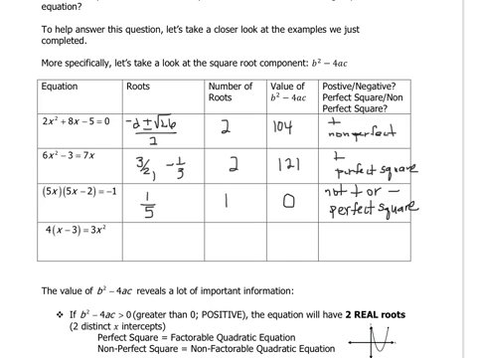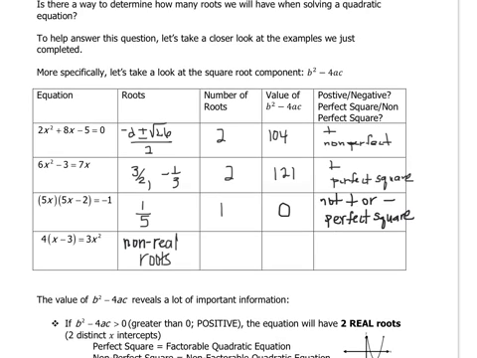And the last one, we ended up with no real roots because we ended up with a negative under the root sign. So the number of roots would be 0, because when we're talking about roots, we're talking about real roots. And the value of b squared minus 4ac was, I believe, negative 128. So this would be negative, and it would be a non-perfect square.